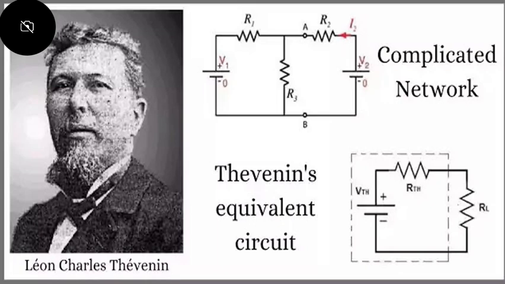So, who invented this theorem? The theorem was independently derived in 1853 by the German scientist Hermann von Helmholtz and in 1883 by Léon Charles Thévenin, an electrical engineer with the French national Postes et Télégraphes telecommunication organization. You can see the complicated network. This is the actual original network, and it can be converted into a simple equivalent circuit.